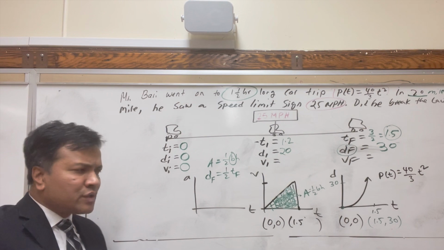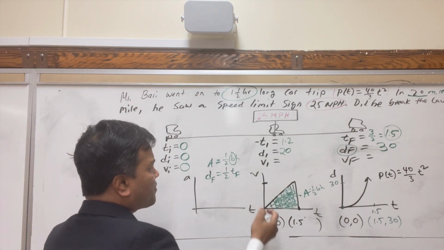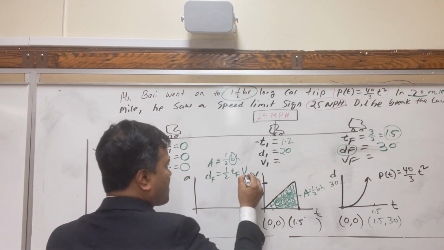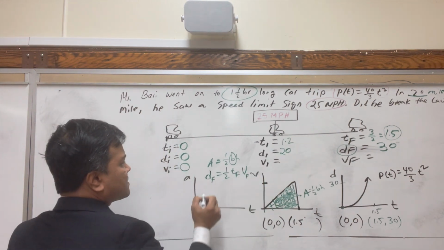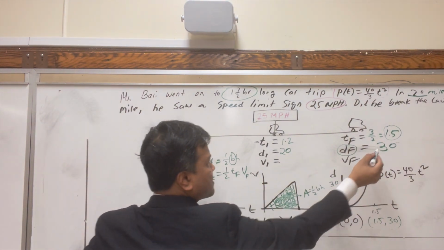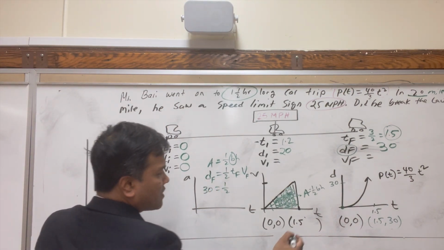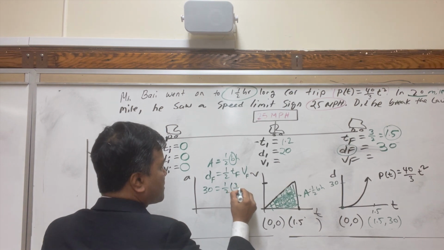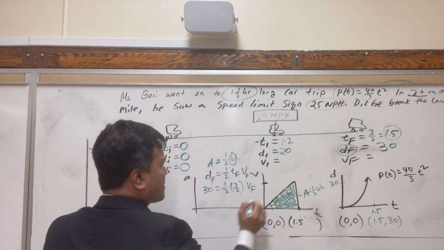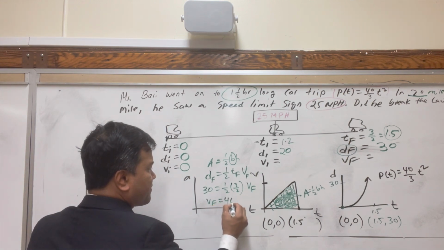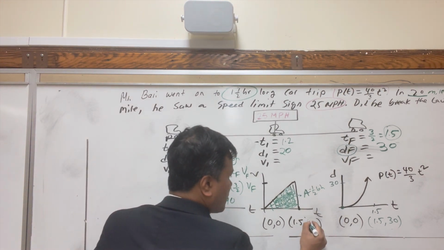What does this H represent? Of course, the velocity. What velocity does it represent? Final velocity. Okay, so the df, of course, is 30, and tf is equal to 1.5, and the final Vf is 40. Okay, so now we know the coordinate.